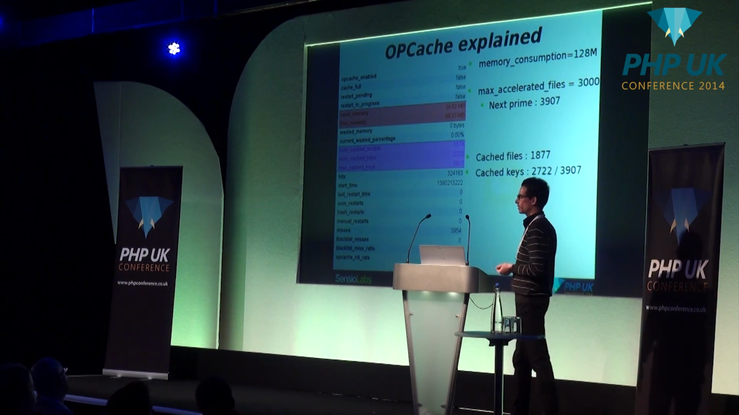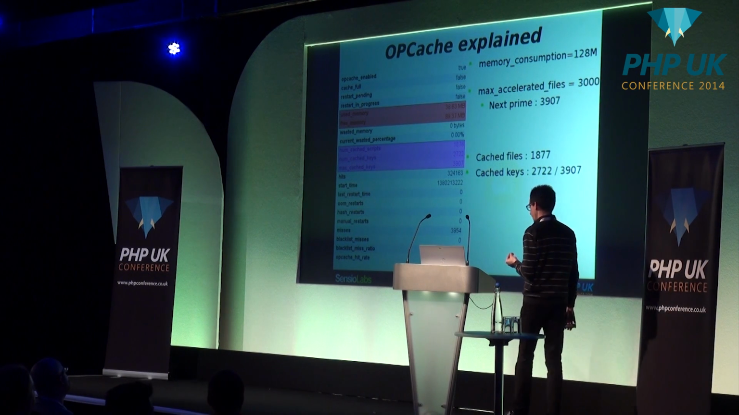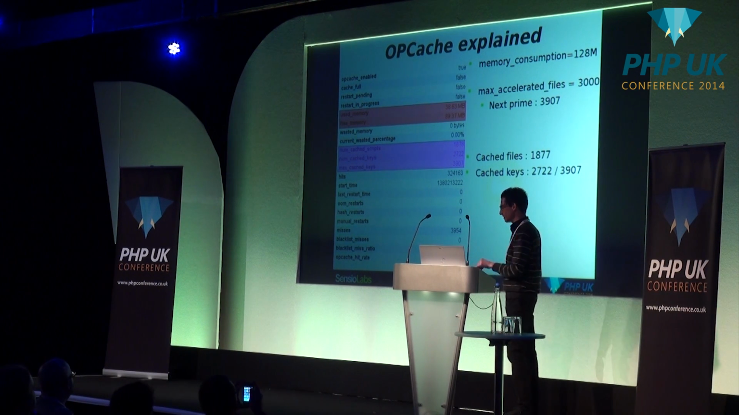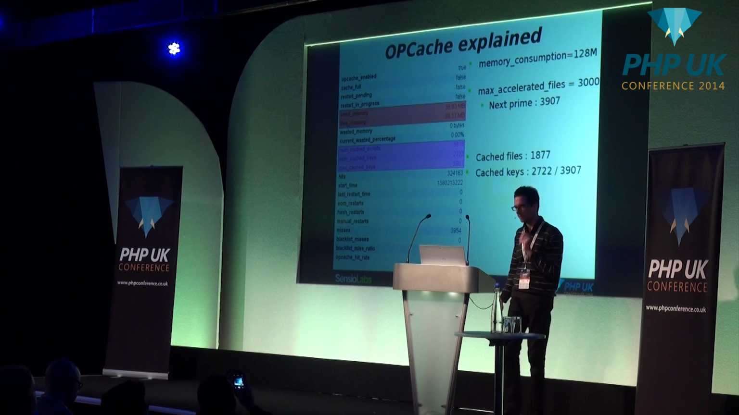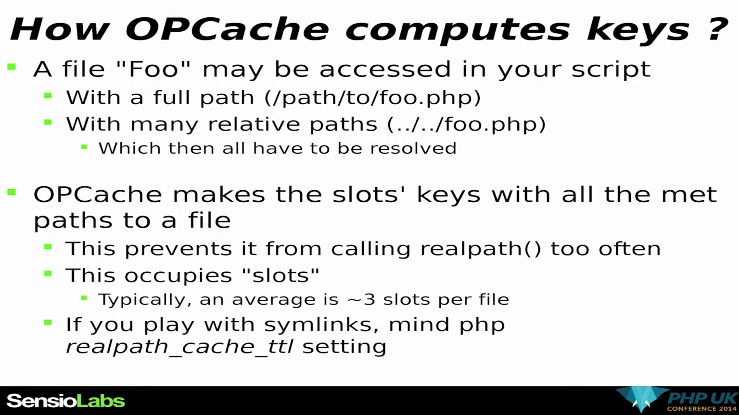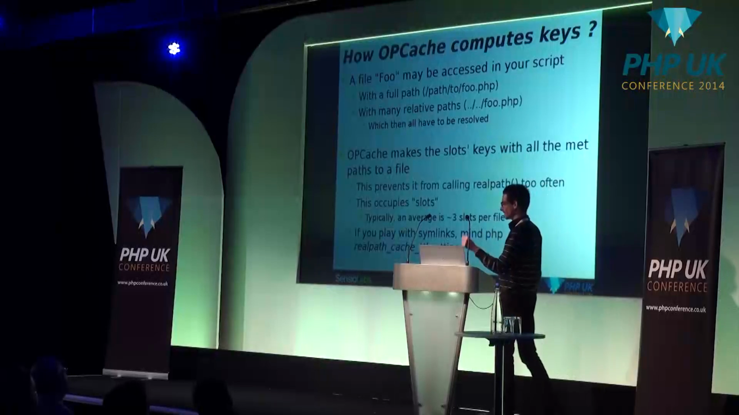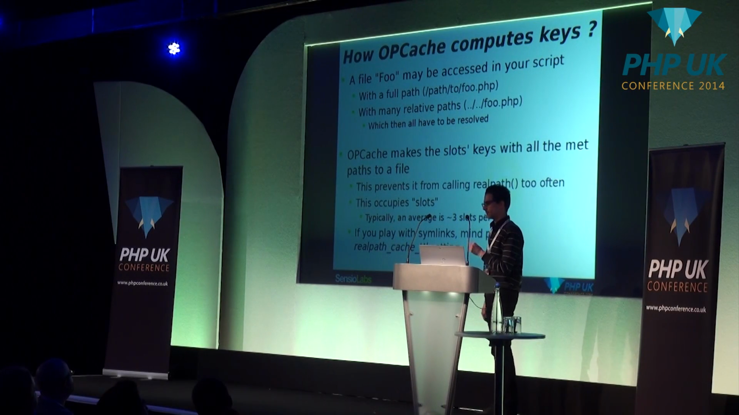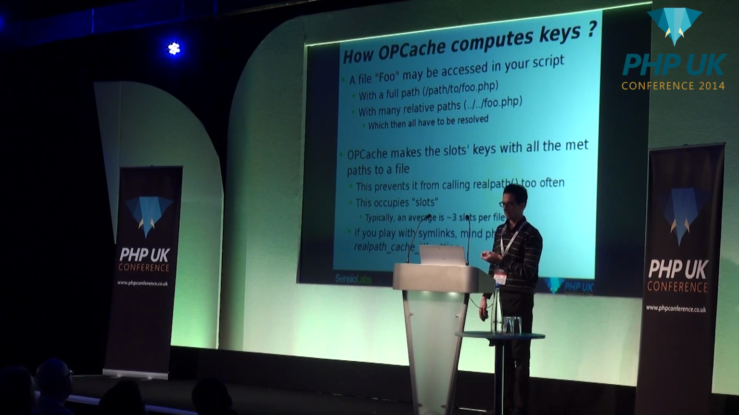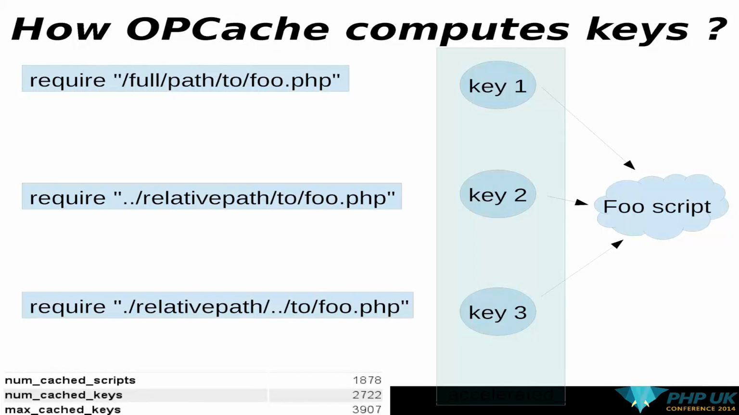What are keys? Because Opcache does not cache files, it caches them in a way which is a little bit tricky. You have to know about it. A file foo may be accessed in your script by several paths. You can have relative paths, absolute paths, and things like that. For every single way of accessing a file, we create a key for this file. So that's the trick.